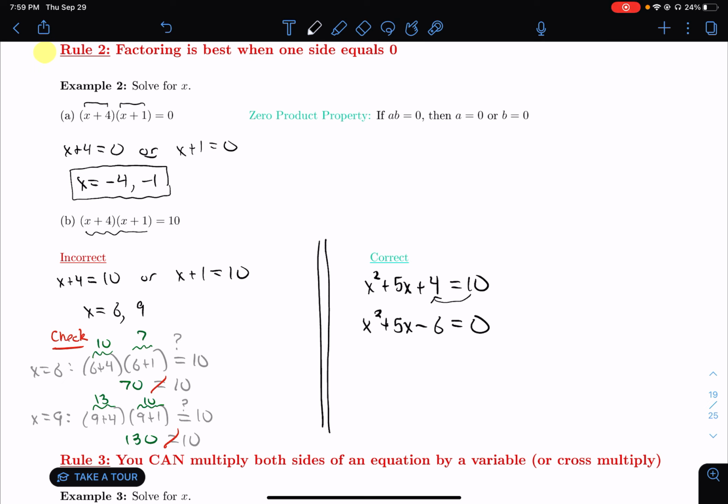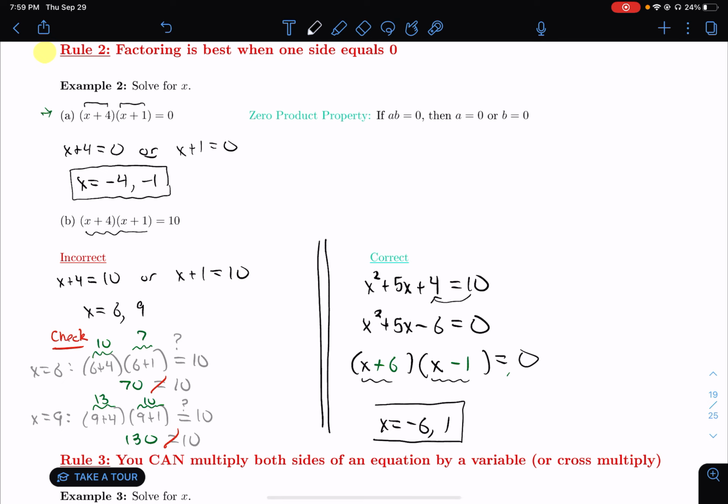And now I have a quadratic equals 0. Now I can try to factor this. I know I'll have an x and an x, so I need two numbers that add to 5 and multiply to negative 6. That'll be plus 6 and minus 1. Now I have something factored and equal to 0, like example A. So now I can set each one of these factors equal to 0. The first parentheses will equal 0 when x is negative 6, and the second will equal 0 when x is 1. And those are the answers.